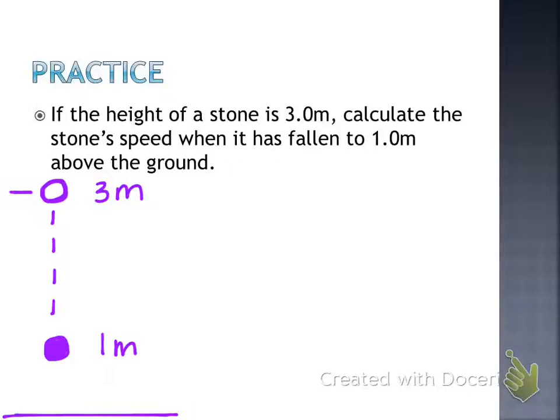Okay, so it's fallen from 3 meters to a height of 1 meter. So let's start looking at our equation. If I have kinetic plus potential equals kinetic plus potential, at its highest point at 3 meters, what type of energy does it have? All potential. So this is all potential.